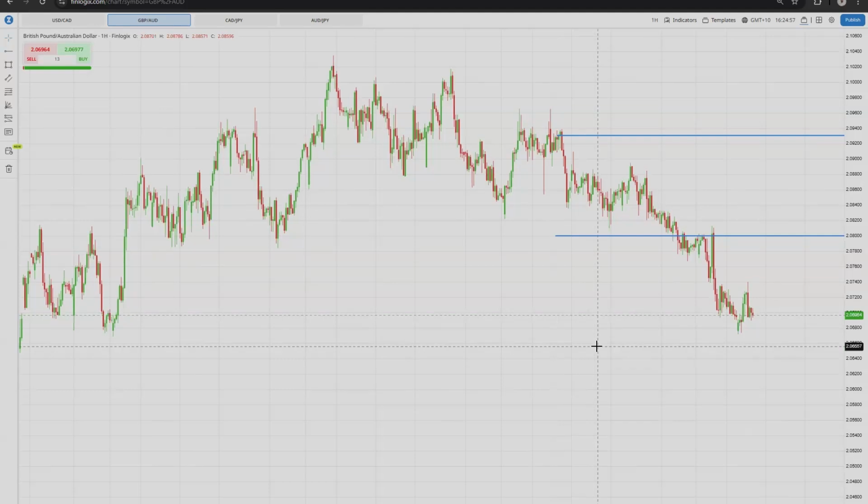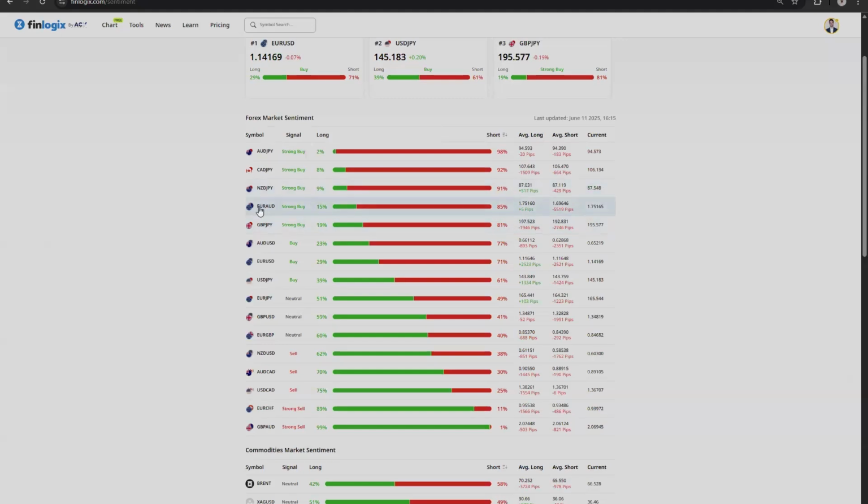And then we had another position. I can't remember now, but that one was, I think, still running. It was like Aussie CAD, something like that. I forgot. I would have to have a look on that one. But anyways, so the next one would be Euro Aussie. Euro Aussie is on a strong buy.